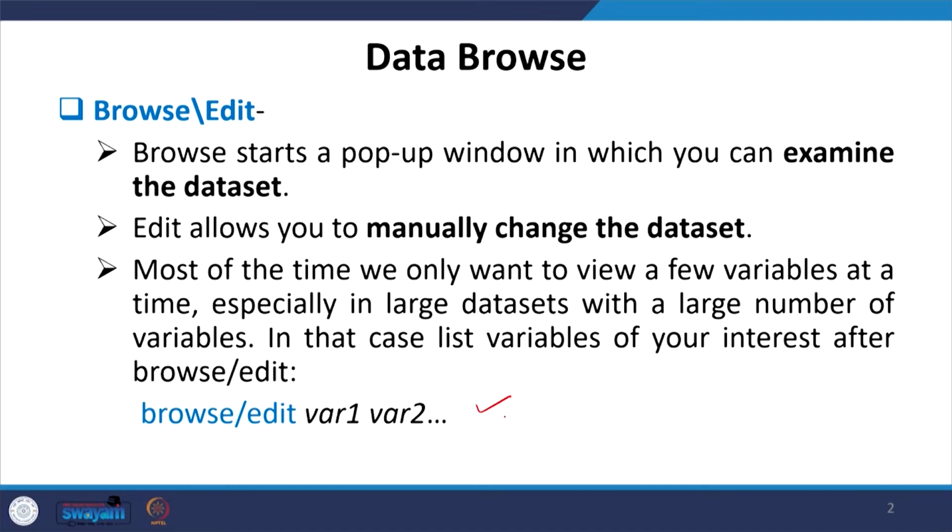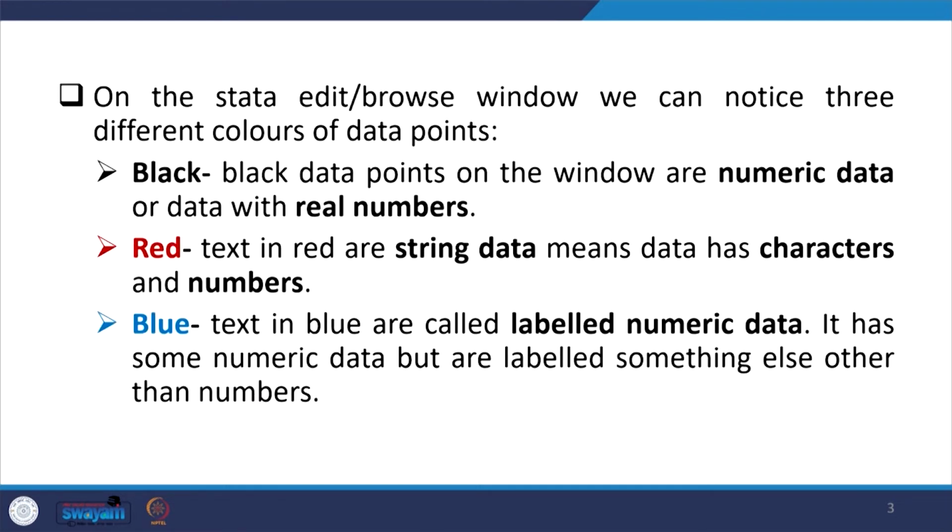I am just moving back to the slide once again. Let's discuss another aspect: on the browsing window we can get a red font, which I have already mentioned to you. Red represents string data. These are characters and numbers, but they represent a certain meaning, not exactly the value of the entry or of a real number. If the entries are in black, they are simply called real numbers. You can have numeric estimation out of them. There might be blue entries as well.